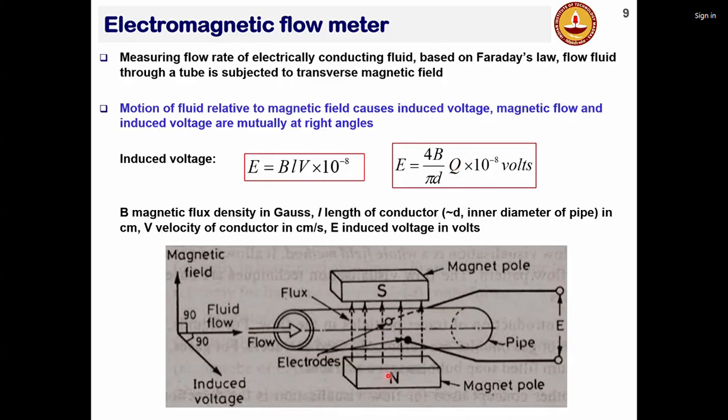So if you have a given setup, a given pair of magnets, you actually know the magnetic flux density. And the fluid is flowing through a given tube, which means you know the diameter of the tube. With all these known, as you measure the output voltage, the flow rate is linearly correlated. So by measuring voltage, you should be able to directly predict the flow rate.